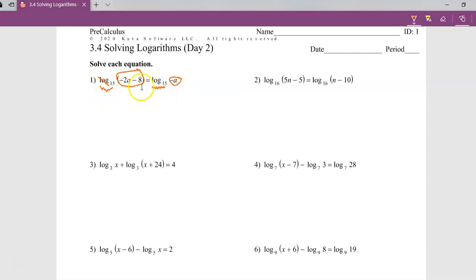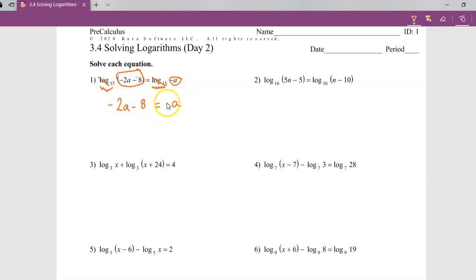Because of that, I can actually just drop the logs and just solve the equation negative 2a minus 8 equals negative a. Sort of like when we were doing the exponents, we had the same base, then we could drop the bottom number and just set the exponents equal to each other. It's the same type of thing here. If I have the same log with the same base and nothing else going on outside of the log, I can just drop the logs and set this stuff inside equal.